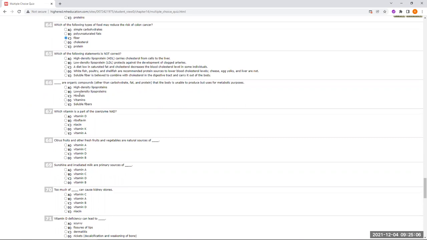Let's go to 66. What are organic compounds that the body is unable to produce but uses for metabolic purposes? Which one is that?